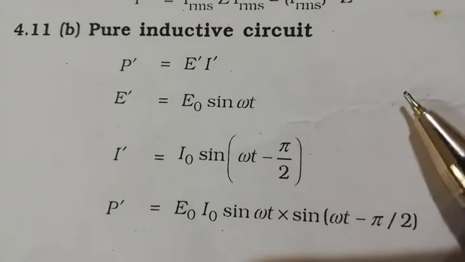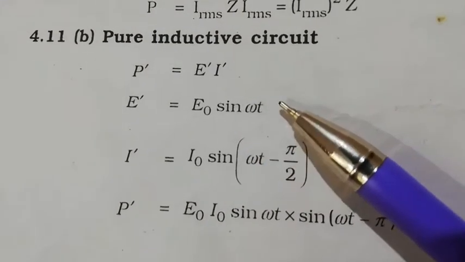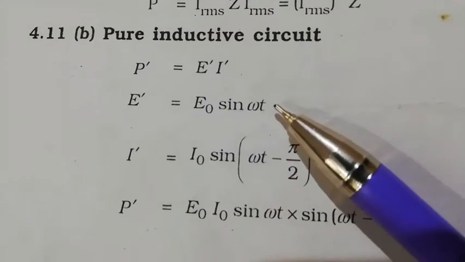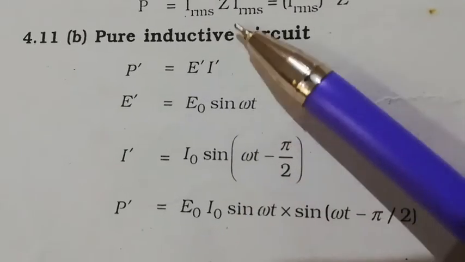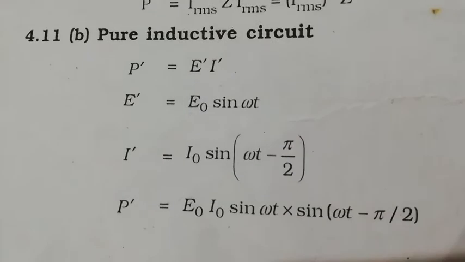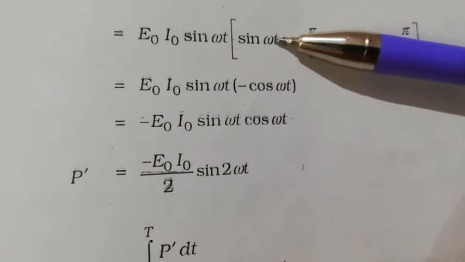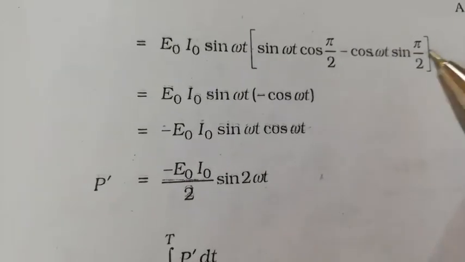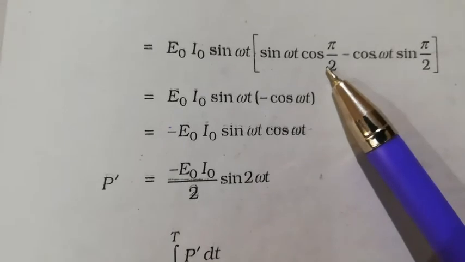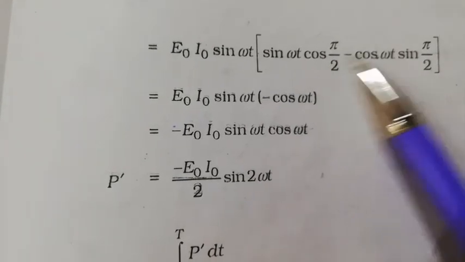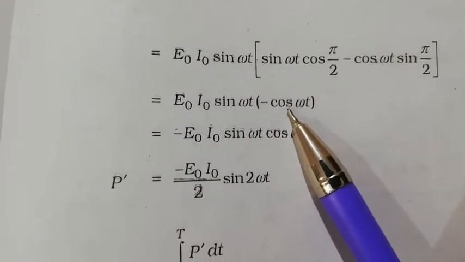This is the power in a pure inductive circuit. We know in an inductive circuit the EMF is equal to E0 sin omega t and the current is lagging the EMF by an angle pi by 2. So we have to substitute these two terms in P', like this. We can expand sin(omega t minus pi by 2) as sin omega t cos pi by 2 minus cos omega t sin pi by 2. When we substitute the value of cos pi by 2, here we get 0 and here we get 1. That's equal to minus cos omega t.